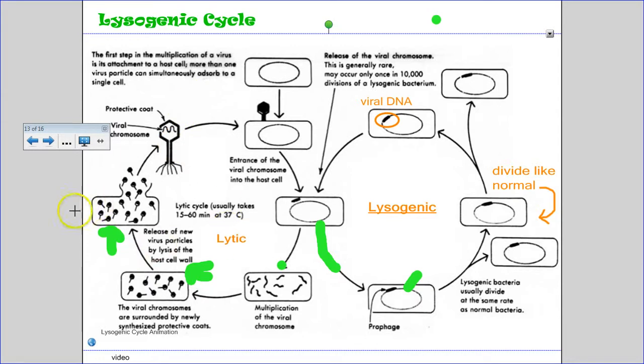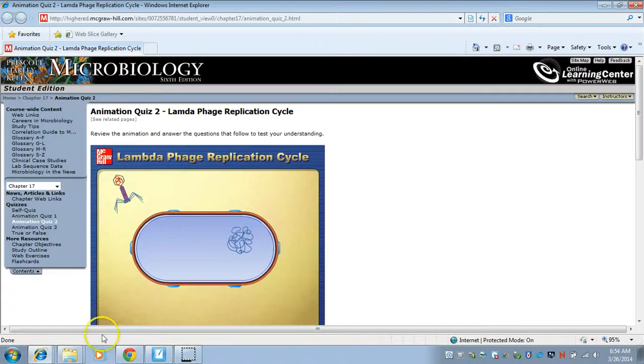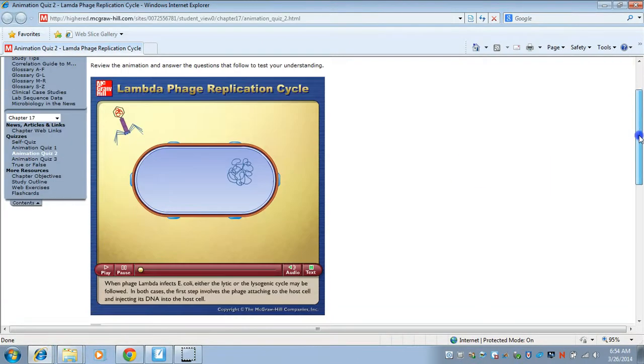So that's the lysogenic and the lytic cycle. This is a good little animation to watch that explains it well. It's by McGraw Hill.